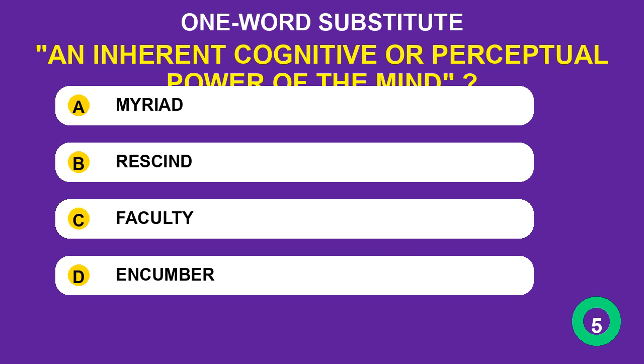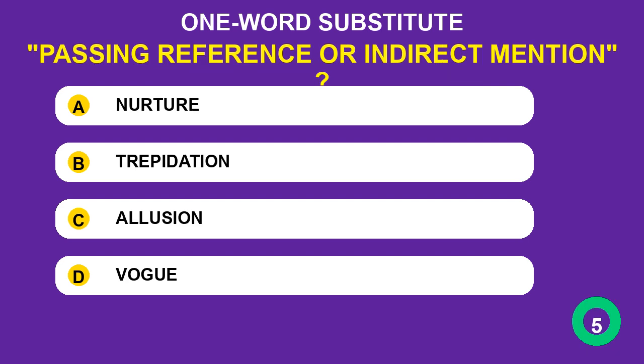What is the one word for an inherent cognitive or perceptual power of the mind? The correct answer is faculty. What is the one word for passing reference or indirect mention? The correct answer is allusion.